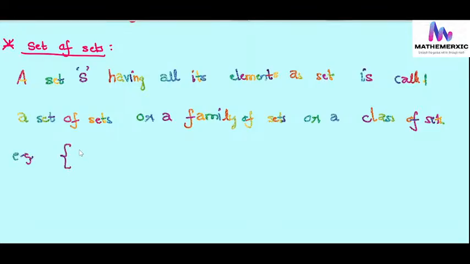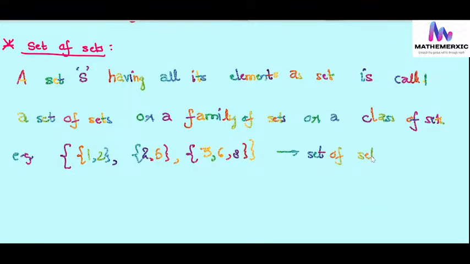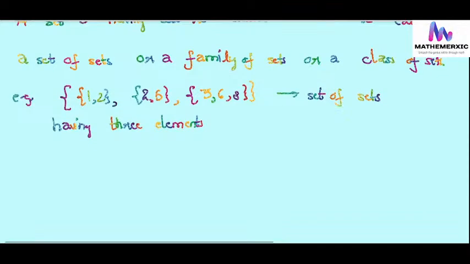So I can take one example. Let us say curly bracket is there, and again {1, 2} is there. Again we have comma, we have {2, 5}. Comma is there, we have {3, 6, 8}. So it is a set of sets having 3 elements.